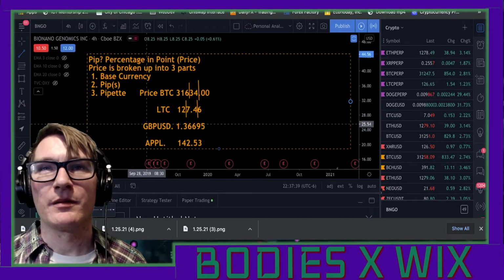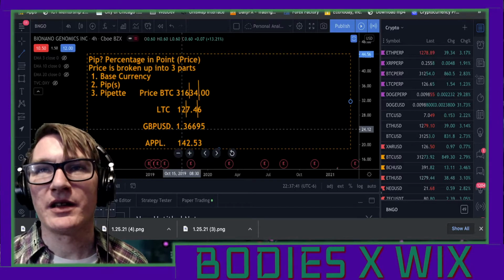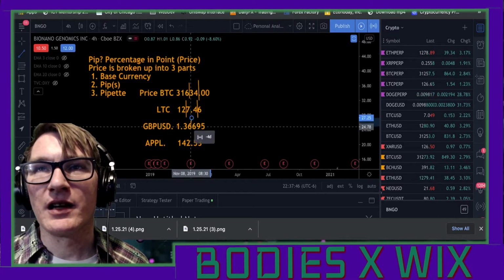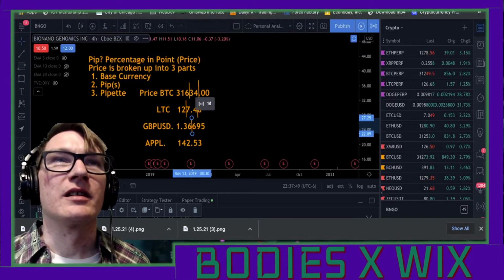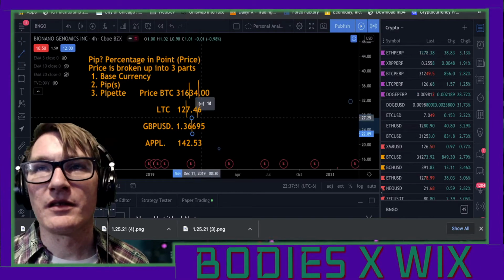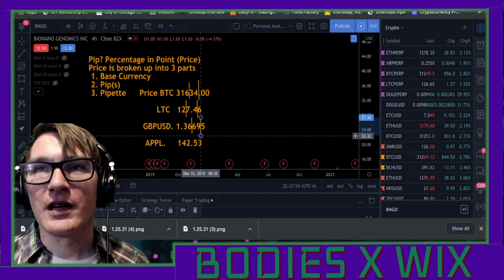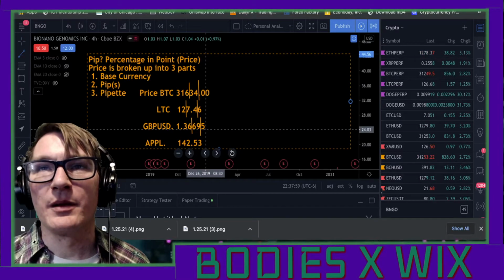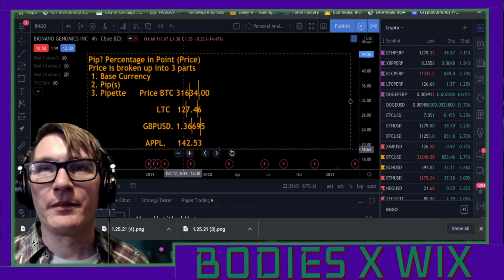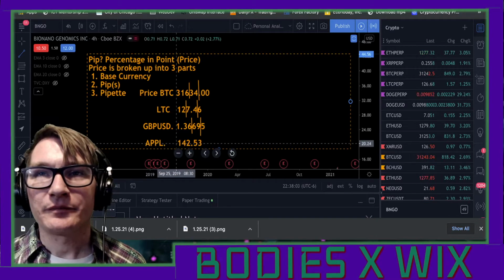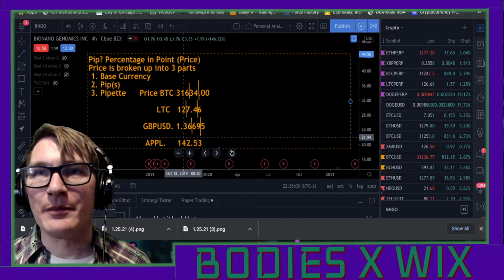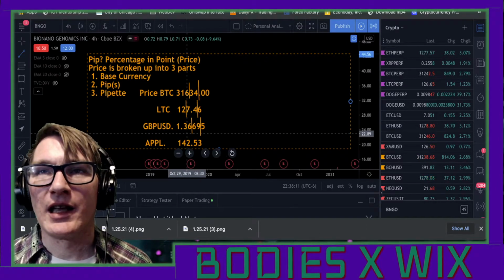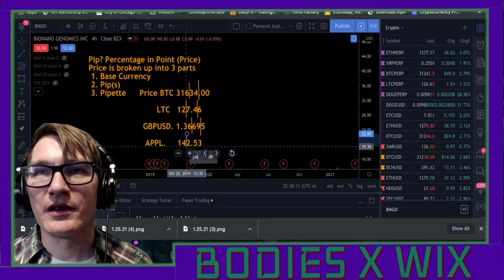So if you're going to do something like Forex, like GBP USD, your first 3 is your price, and then the next 2 are your pips, and your last one is your pipette. If you're going to do something like stocks, which you can do, like Apple, it's also going to be a little bit different. It's going to be kind of like Litecoin, where first is your price.